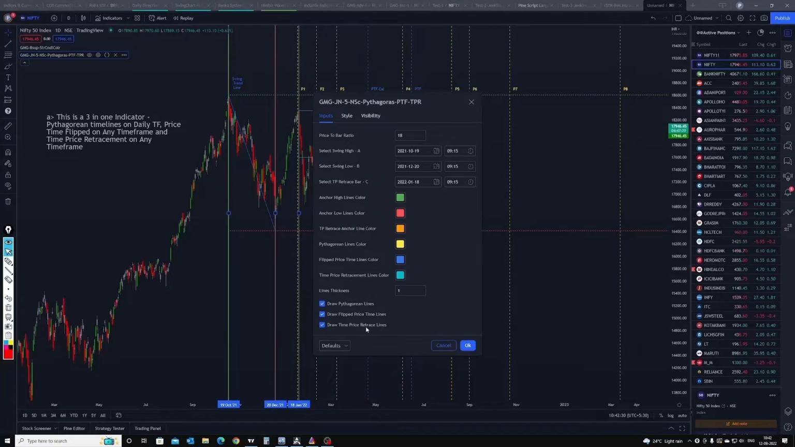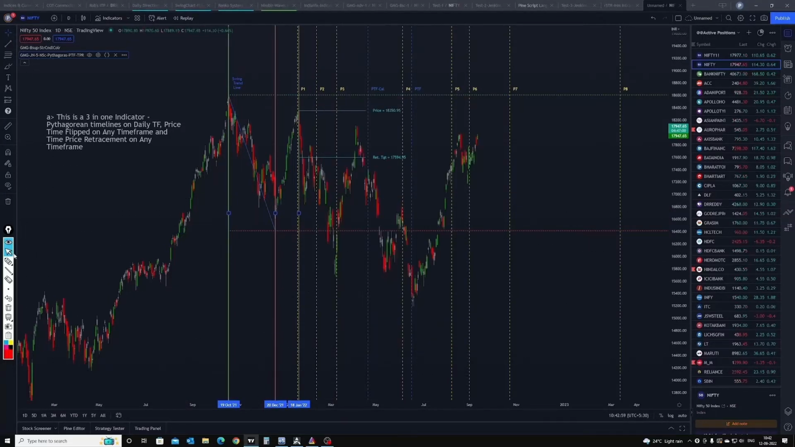So now as you can see, this is a 3-in-1 type of indicator, meaning that this indicator is doing three things. It is calculating the Pythagorean lines, it is drawing the price time lines, the flipped price time line, and it is drawing the time price retrace lines. We'll take each of these things one by one. I'll close this and again come to this.